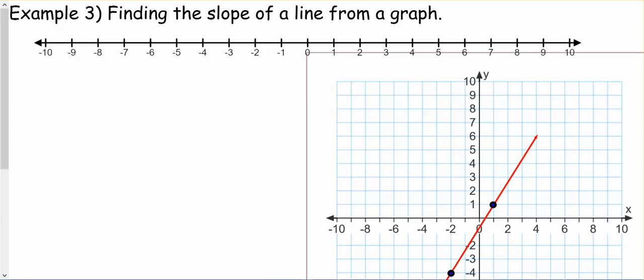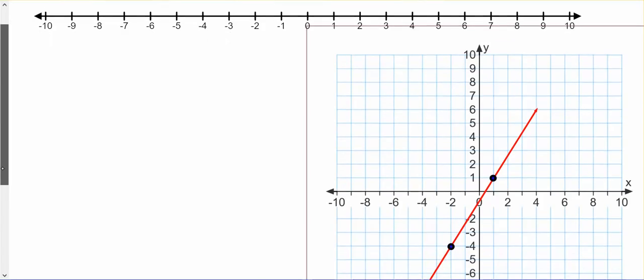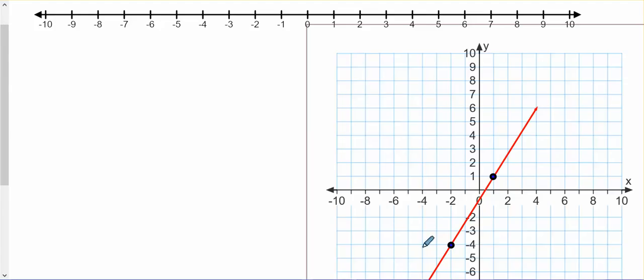Example 3, finding the slope of a line from a graph. So let's pick these points. This point here is negative 2, negative 4. And this point here is 1, 1. And when I do this, I always go from left to right. And I do change in y over change in x.